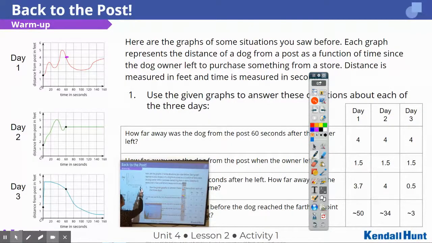For 160 seconds, you would have gone over to 160 and across, and it's about 3.7, 3.8. For the exact moment that the owner left, you would look at 0, because the time is time since the owner left. So that would start at 0. Hopefully you got those right. If we were talking about each day specifically, it would have one column. But if we're just asking these questions, it might get a little confusing if you don't mention which day we're talking about specifically.